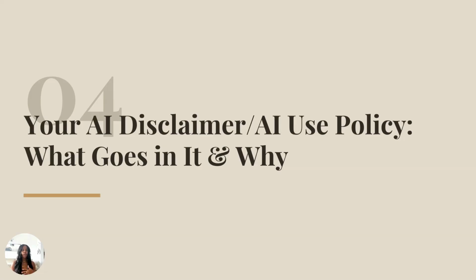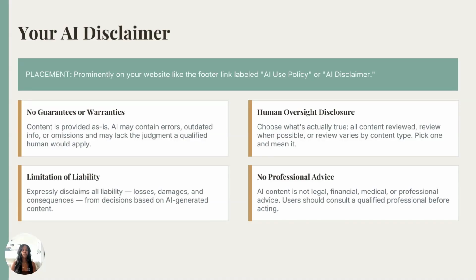Now let's talk about the AI disclaimer, AI use policy, and what goes in it and why. So again, you want to make sure that your placement of your AI policy or disclaimer, I'm just going to use those interchangeably. So you want to place it prominently on your website, like in the footer. You'll want a link that is labeled AI use policy or AI disclaimer.